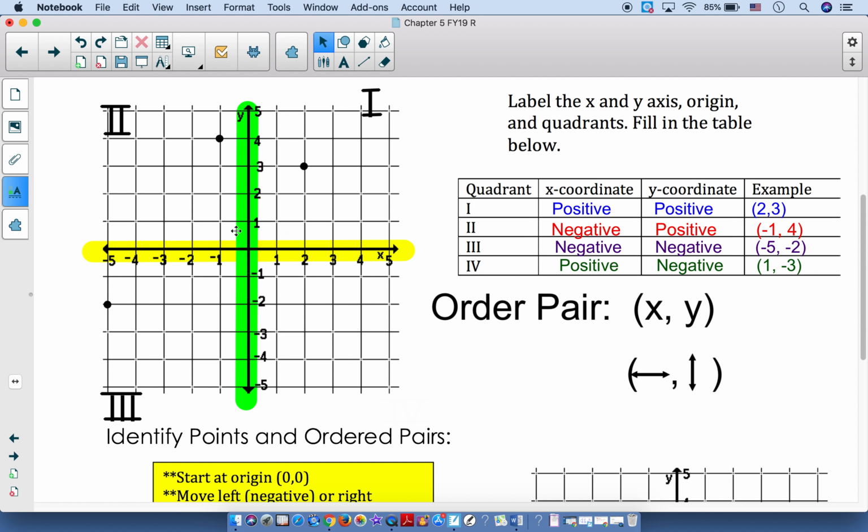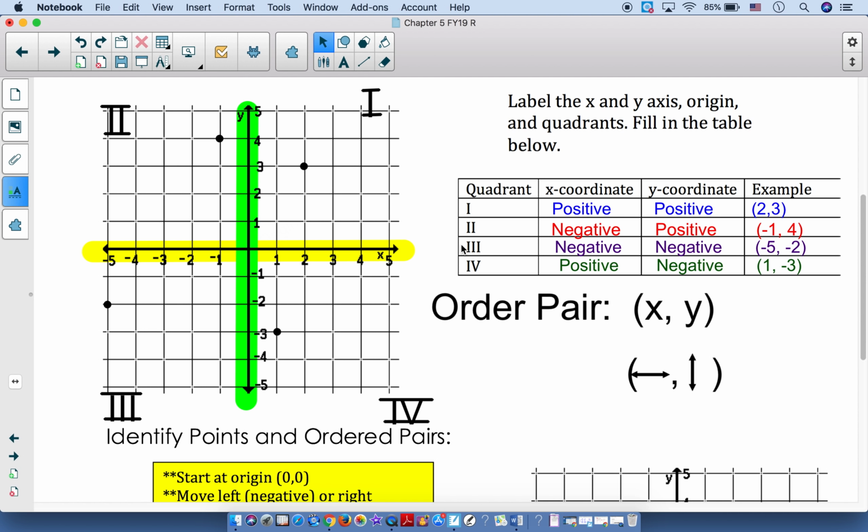Quadrant 4 is positive, then negative, because the x's actually are positive and the y's are the negative. An example here I gave is 1, -3. So I'm going to go over 1 and down 3. And that's quadrant 4.